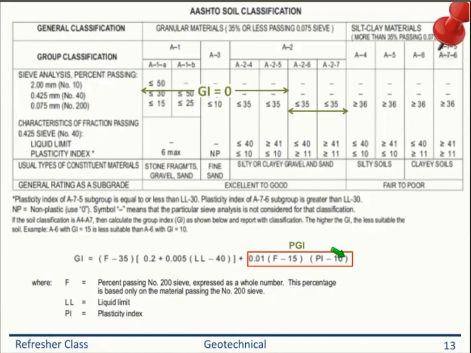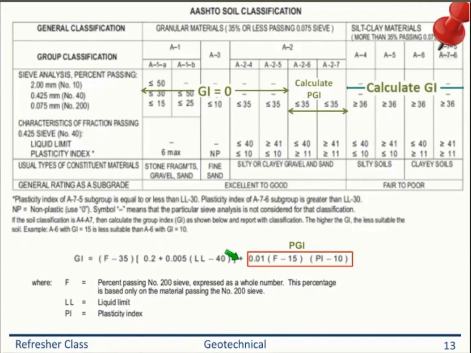If there was a soil sample to be used as a subgrade material for the roadway, you tested it, and when the test result came you classified the soil as one of these, A-4, A-5, A-6 or A-7, then for that soil you need to calculate the GI, and the GI value is calculated using these equations.